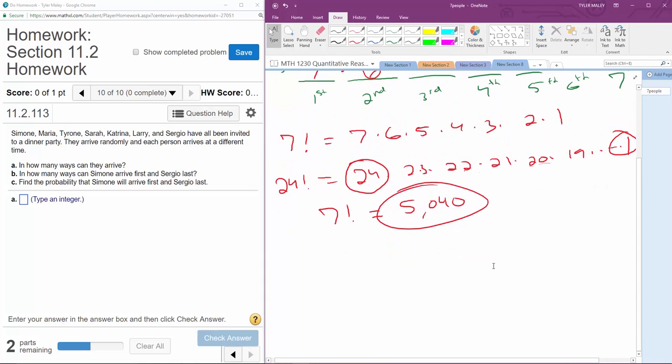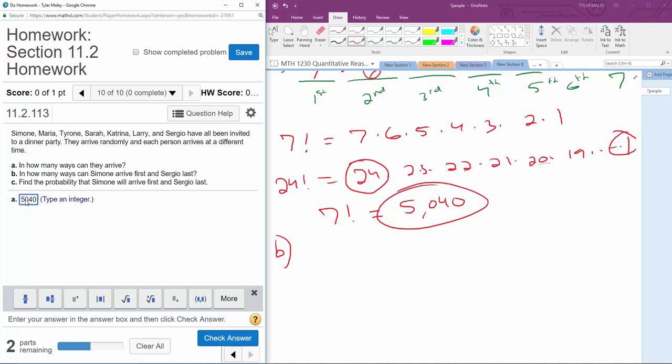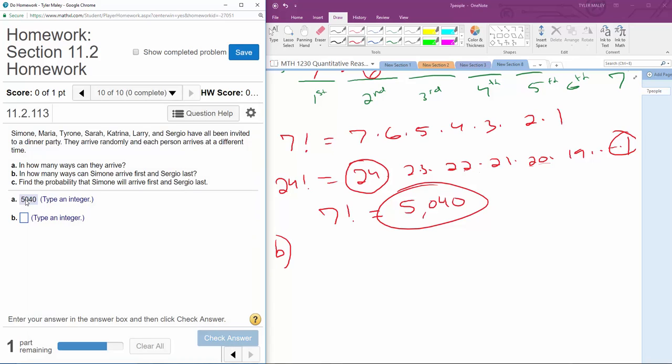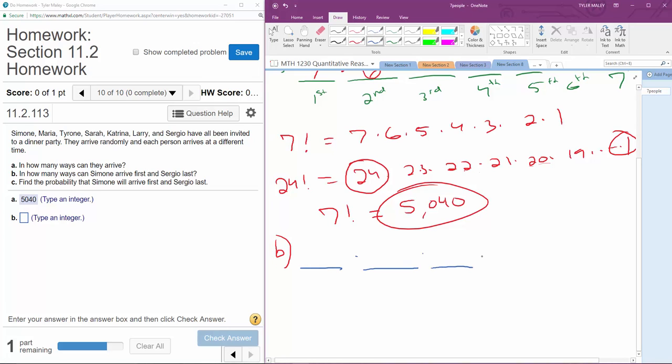So then in part B, we can go ahead and type this in. Part B says, in how many ways can Simon arrive first and Sergio arrive last? Again, I have 7 places.